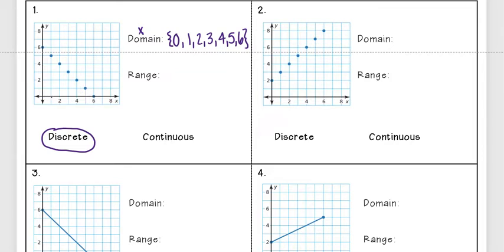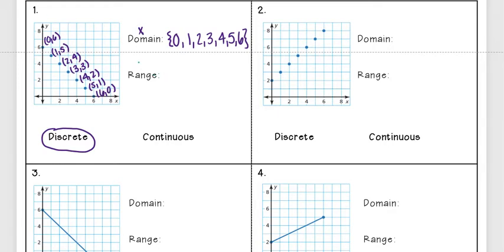And remember my x's are all down here. It's the horizontal. If it helps, you could also write these points out. So this is (0, 6), (1, 5), (2, 4), (3, 3), (4, 2), (5, 1), and (6, 0). So my x's are always that first number in the coordinate.